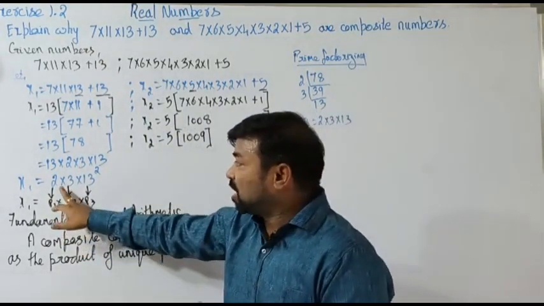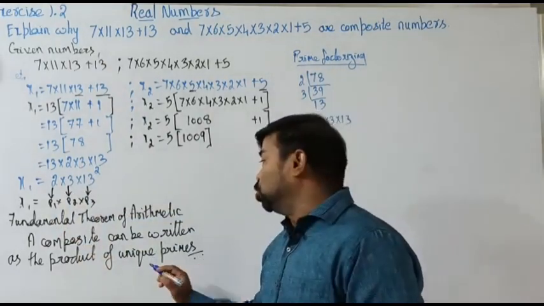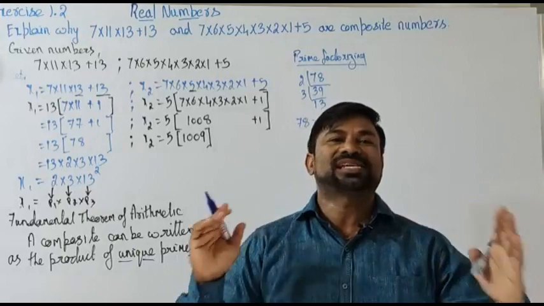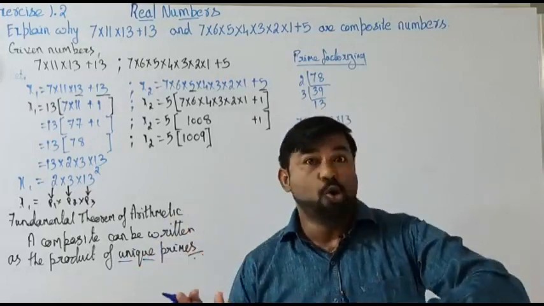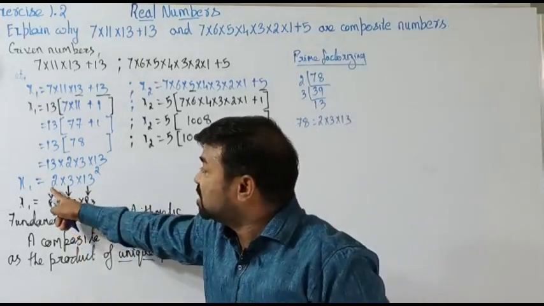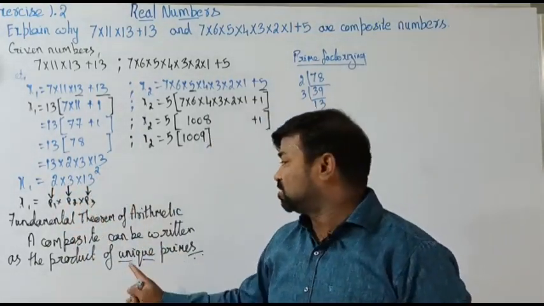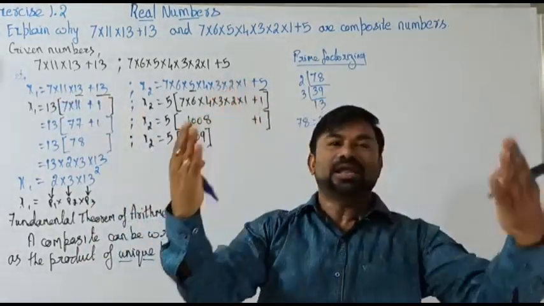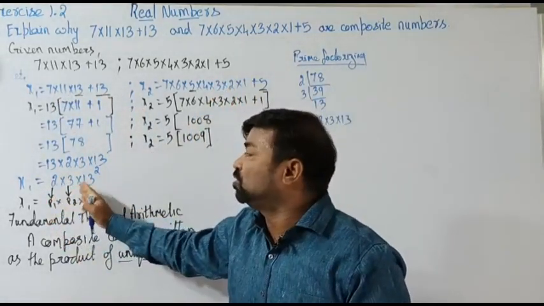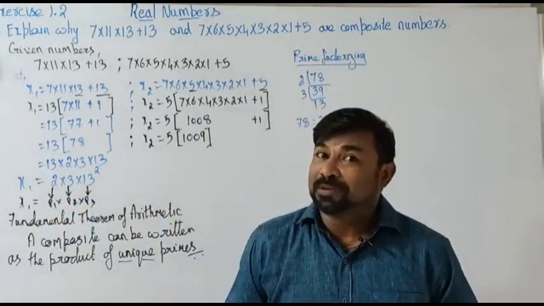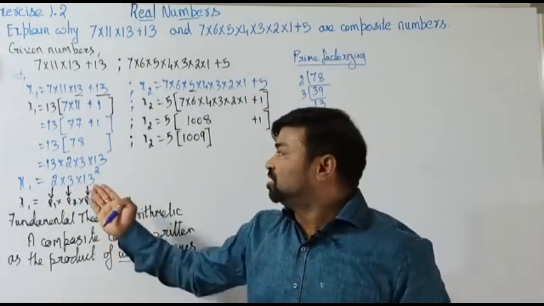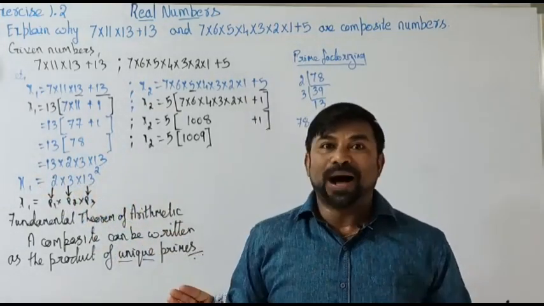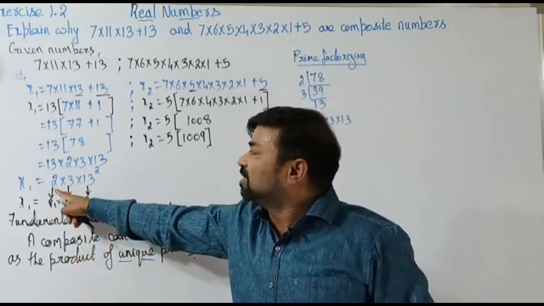Here, what is the meaning of the word unique? It means it has its own style. It is unique. No other composite number can be written in the form of this. No other number can be written as the product of 2 into 3 into 13 square. Of course, the order may vary. We can write it as 3 into 2 into 13 square, shifting the order. But no other composite number can be written in this form.